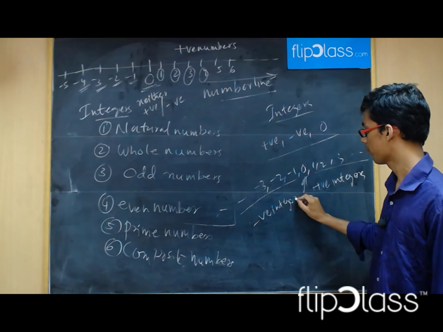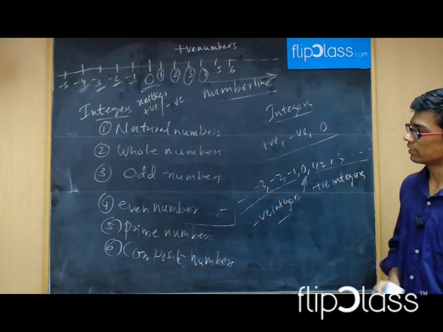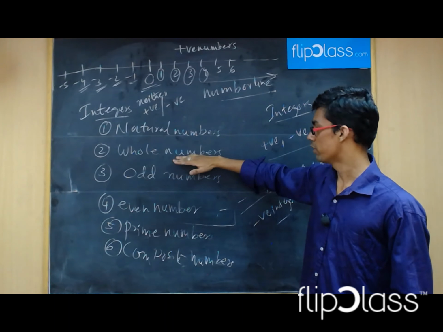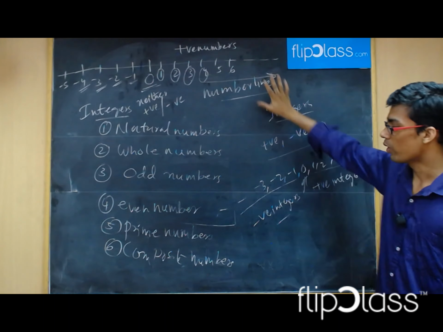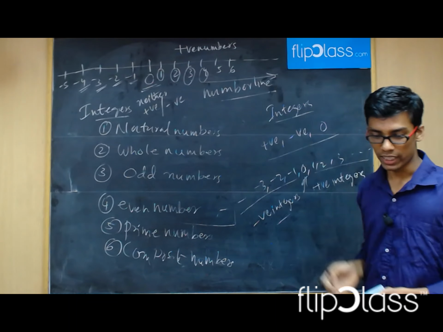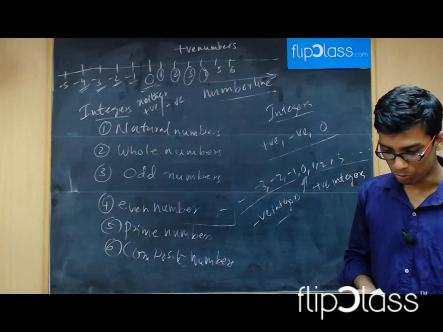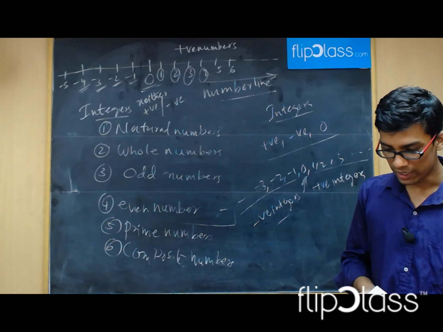So what we have seen till now is what natural numbers are, what whole numbers are, what integers are, and what a number line is. Any doubts? If you have any doubts, please raise your doubt in the chat box. Are there any doubts?